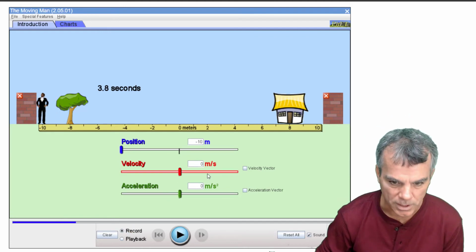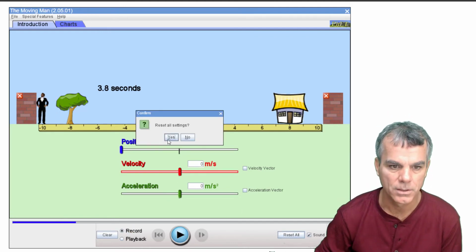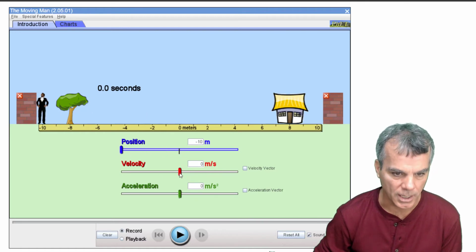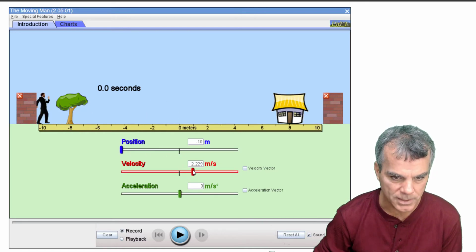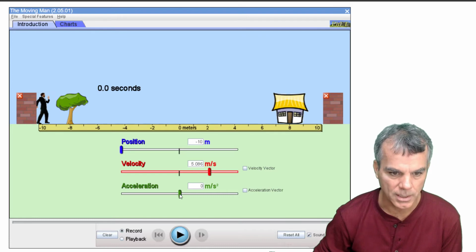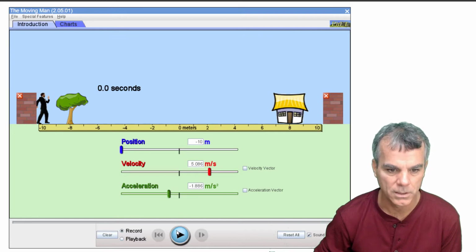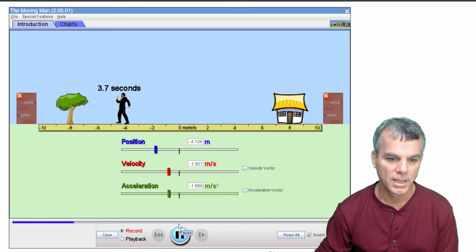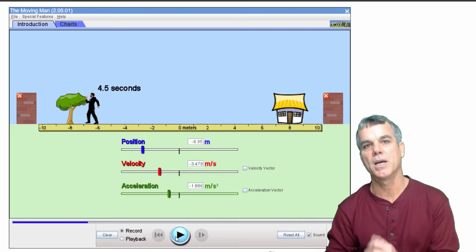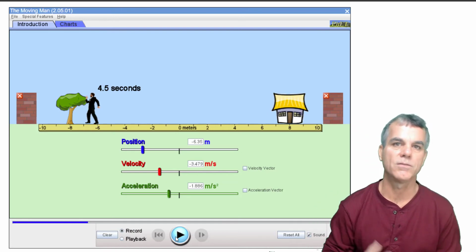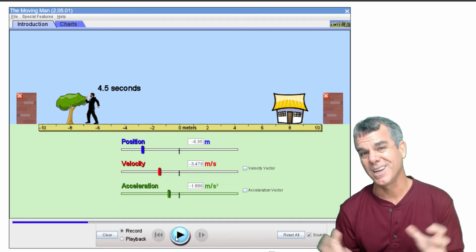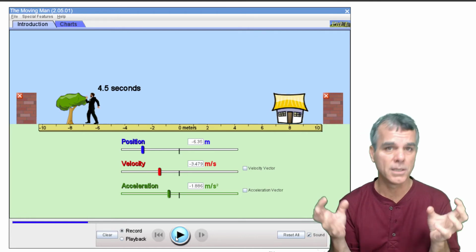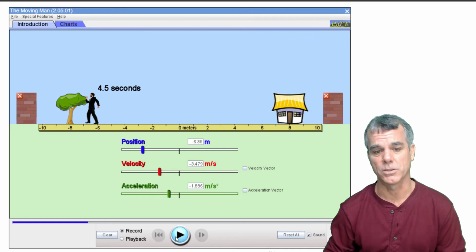Let me do that one more time. Let's give this a negative position, a positive velocity, and a negative acceleration. Here, again, they have opposite signs. So initially, the velocity was positive, the acceleration was negative, so the object was slowing down. And then if the acceleration stays constant, eventually it'll slow down, stop, and then reverse directions.